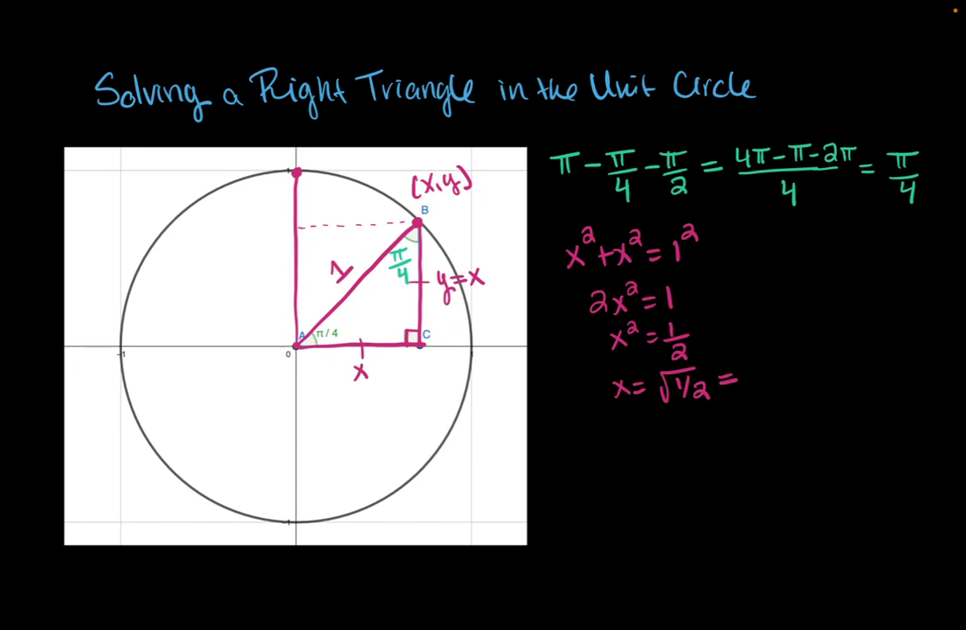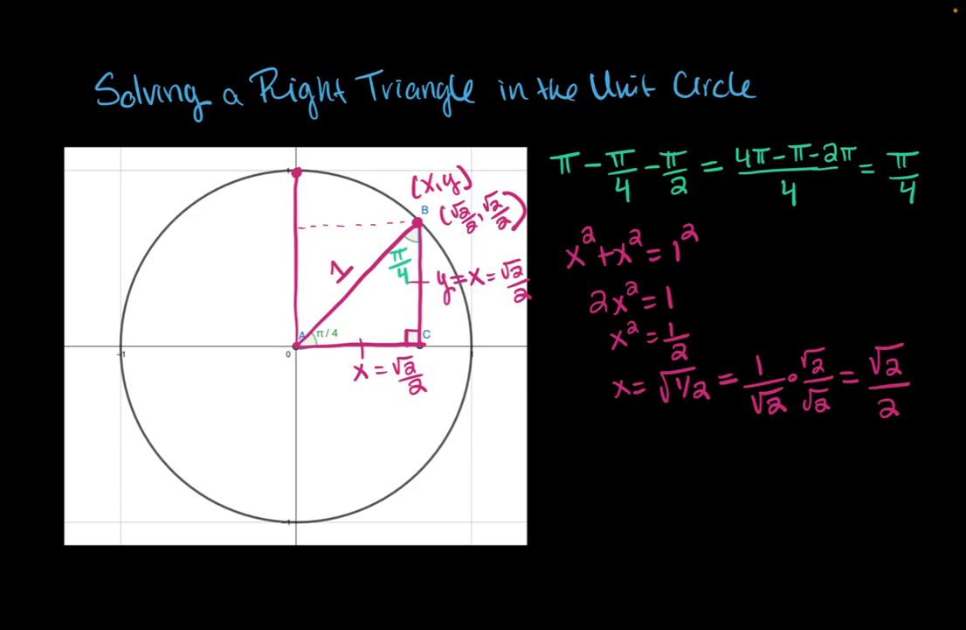If I simplify this, the square root of 1 is 1, and the square root of 2 we can't do much with, but we can rationalize this. We don't normally like to leave square roots in the denominator, so we can rationalize by multiplying by square root of 2 over square root of 2. 1 times square root of 2 is square root of 2, and square root of 2 times square root of 2 is just 2. So both of these lengths are square root of 2 over 2. Actually, the coordinates of our point are square root of 2 over 2, comma, square root of 2 over 2.